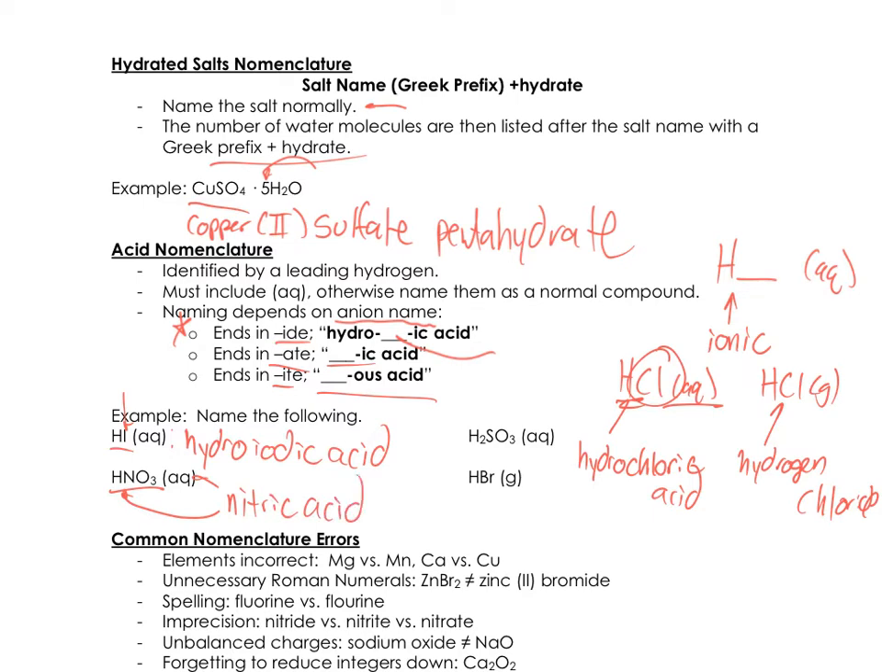So this is nitric acid. Why? Because this is nitrate. This is sulfite. Ends with ITE, so we use the ous as the AQ. So this is sulfurous acid, not sulfuric. That's different. And then we got HBr. Starts with hydrogen, has ionic bonds. Ooh, but ends with a gas. Therefore, this is hydrogen bromide.